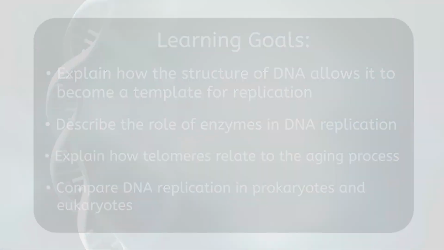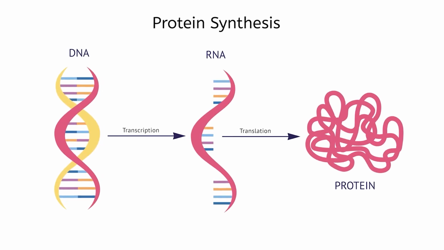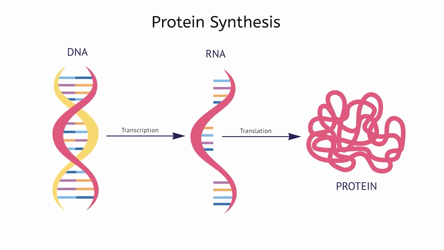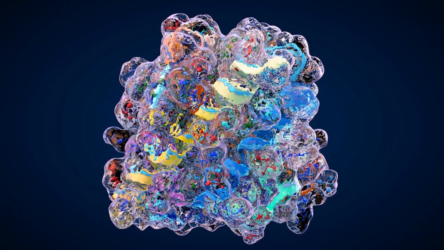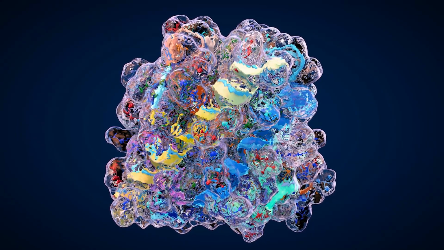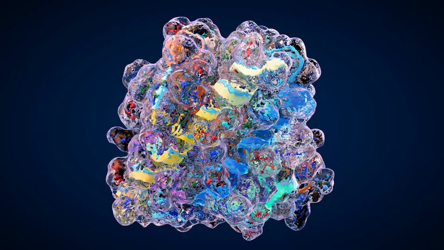We've mentioned several times already that the main purpose of DNA is to make protein. But how does that process occur? How do we go from a strand of nucleotide base pairs to a fully folded and functioning protein? The process happens in two steps, and we'll look at the first one next time.